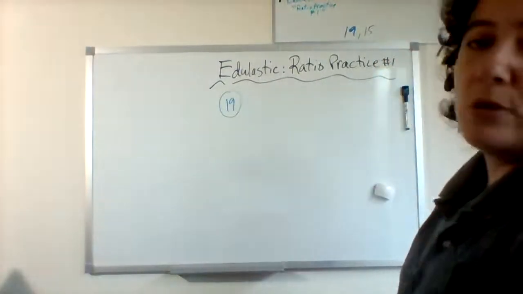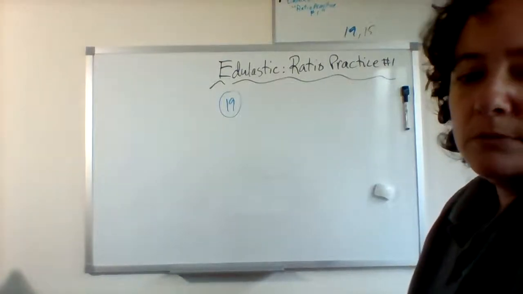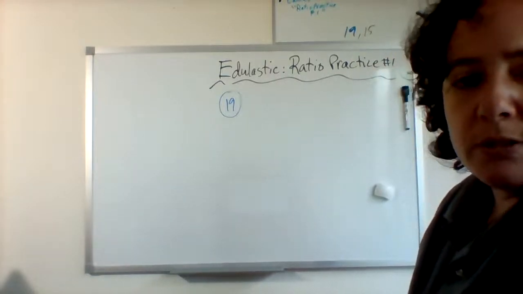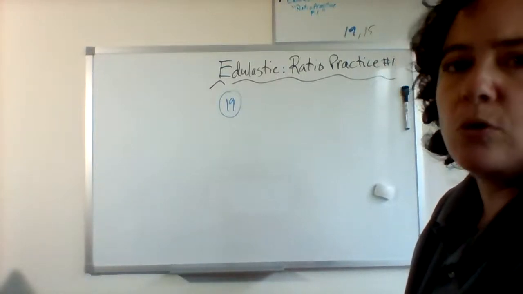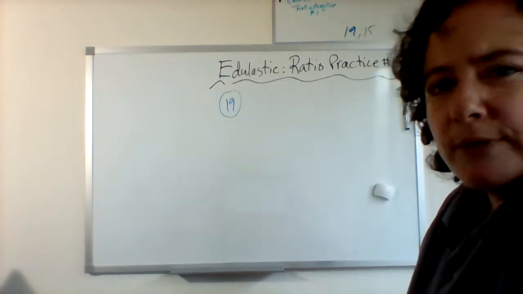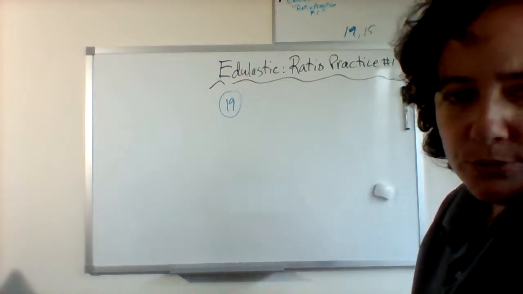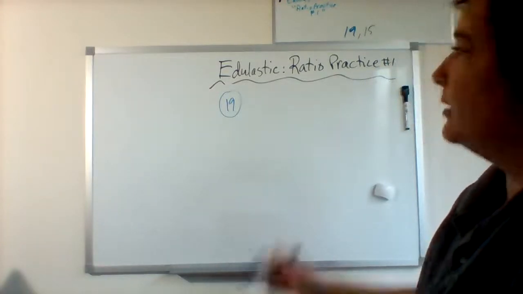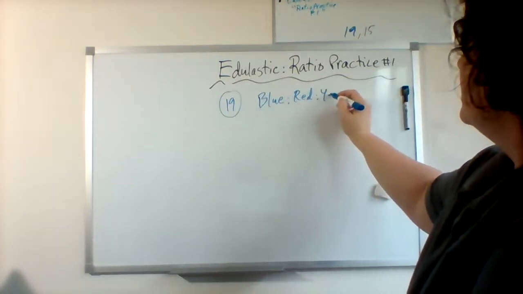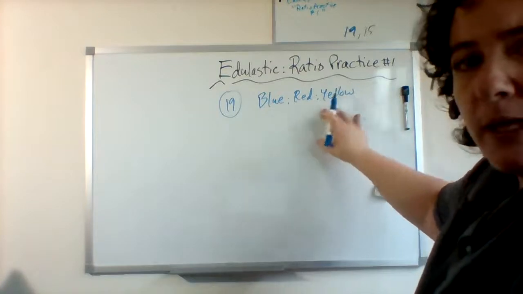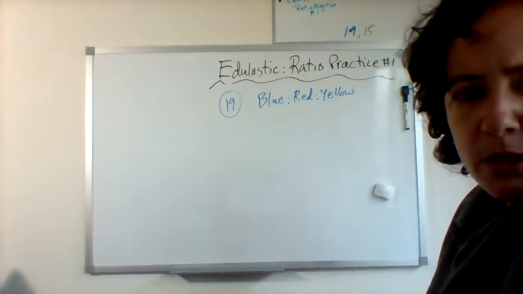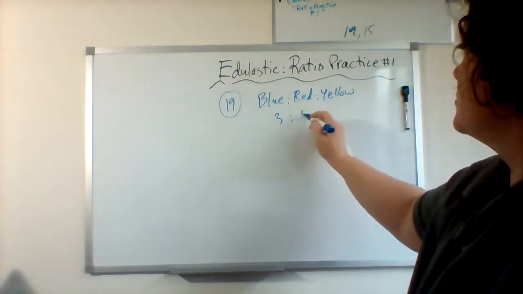Please do not let these discourage you, right? So you guys still know how to do this. It's just that when you do all the rings or all the items that you're comparing, you just have to add them all up. That's all. So we're going to do blue to red to yellow. Blue to red to yellow. And don't be lazy. Write it down because it helps you order it in your head. 3 to 4 to 8.